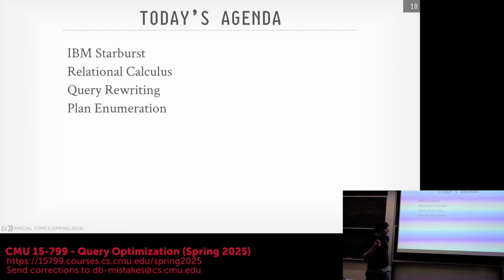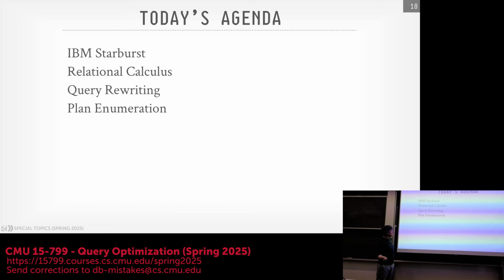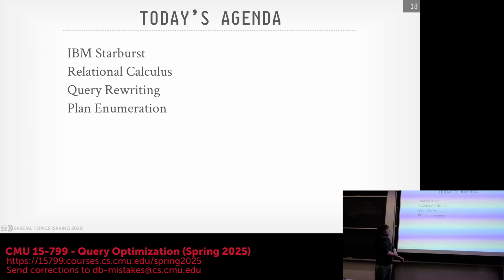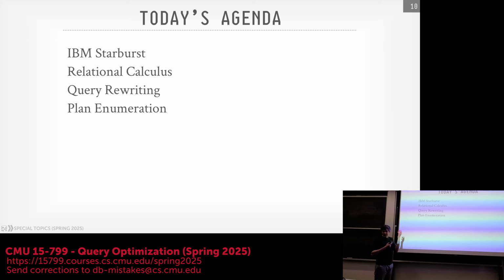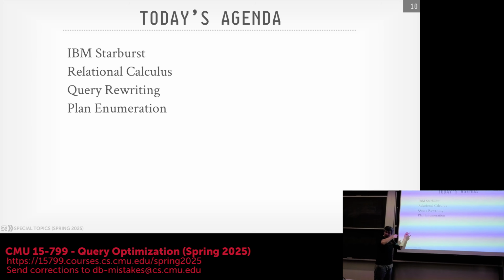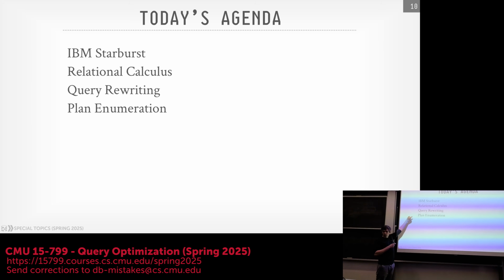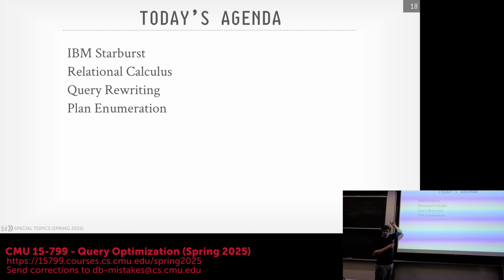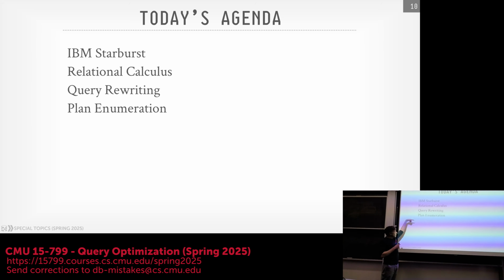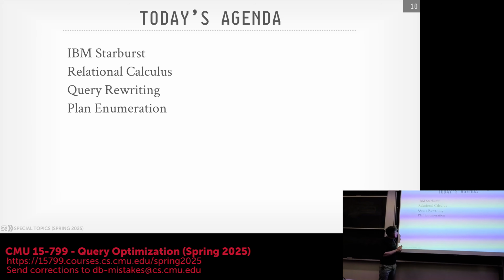All right, so I want to talk about a quick intro to what Starburst is or was, actually is, because it's still around. It's not called Starburst anymore. I want to give a one or two slide explanation of what relational calculus is, because that's how they're going to represent the query plans, at least in the rewriting phase in Starburst. Then we'll talk about what the rewrite rules look like, and then we'll talk about how they do plan enumeration. Okay?